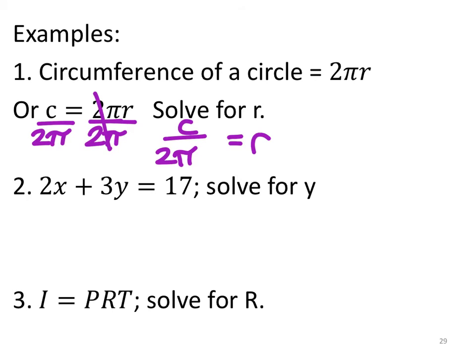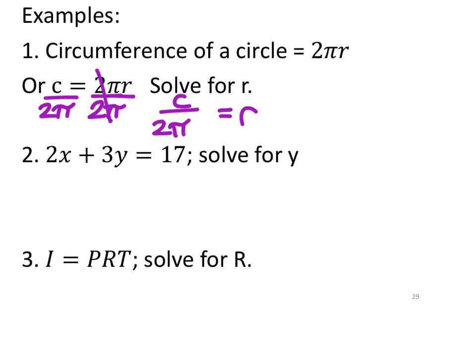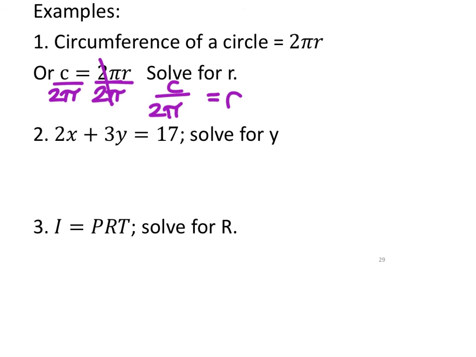So in fact, let's do that one next, just because it is slightly related there. This one says I equals PRT, and it says to solve for R. So again, I'm manipulating this equation. I need it to just be the R. And that means that I can't have the P and the T there.